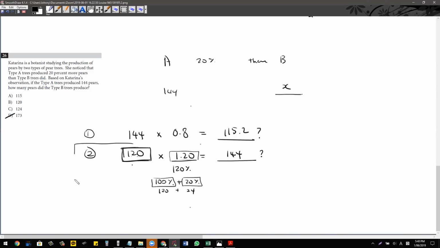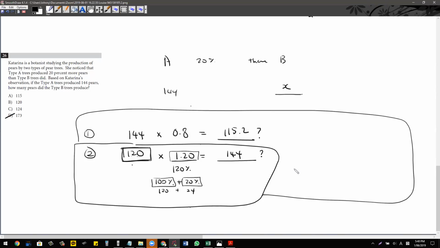Now, if we think about number one, we're saying that because A produces 20% more, the logic here is that 80% of 144, if you simply take away 20%, would be B. But why do they give you different results? Is that confusing a little bit to you? Yes. Okay.